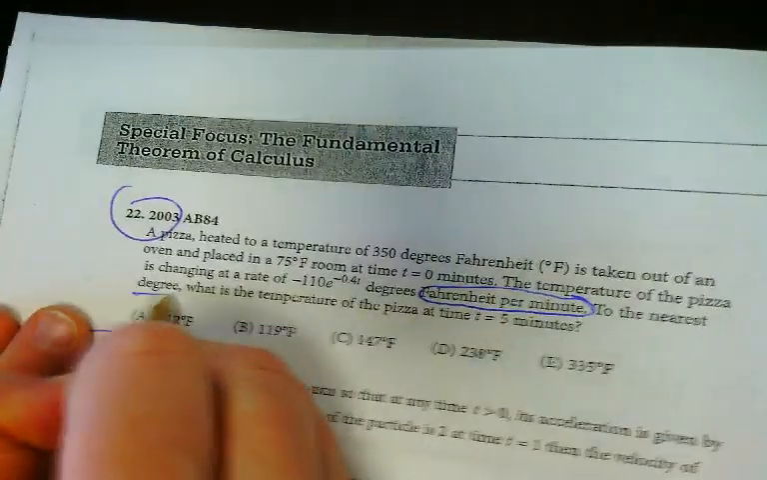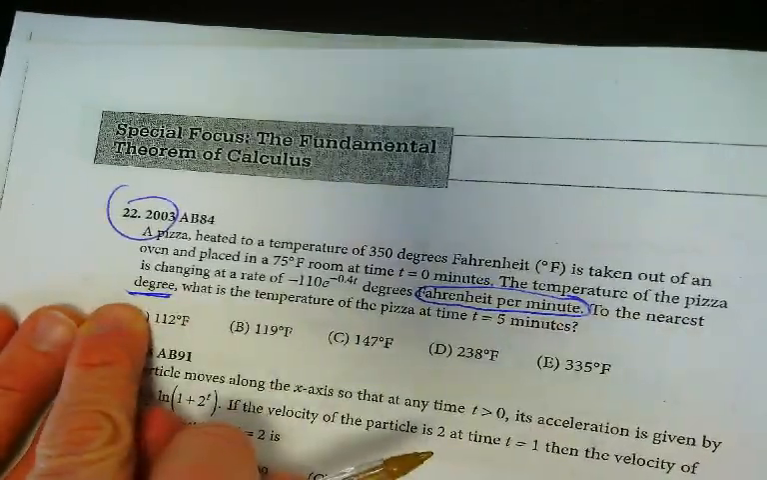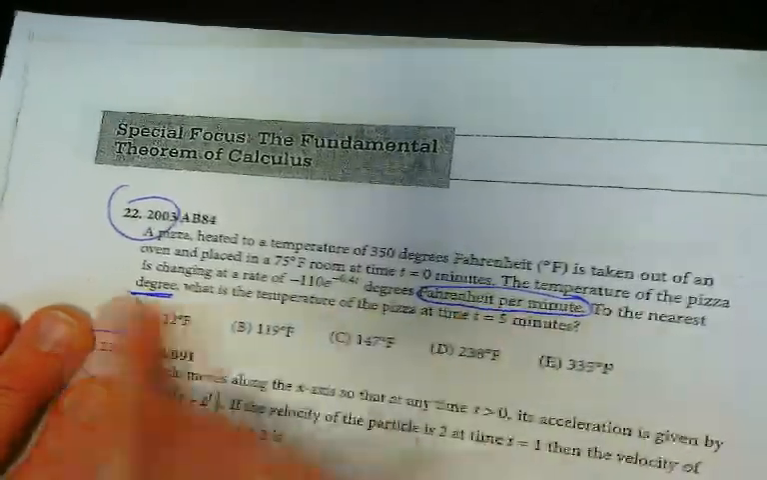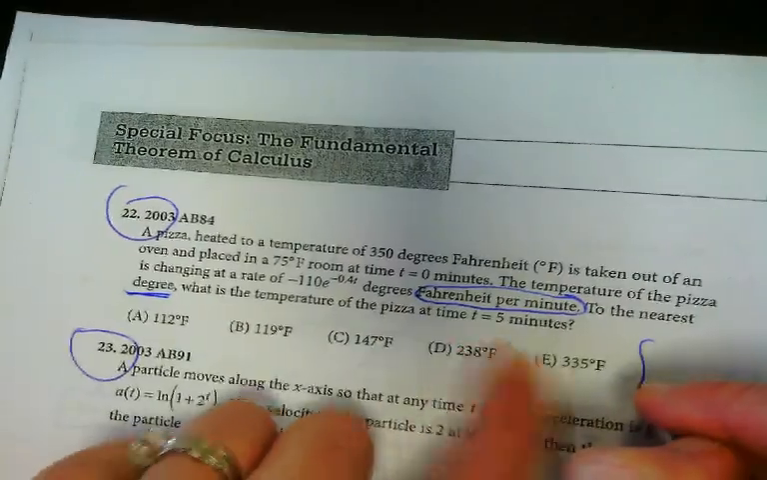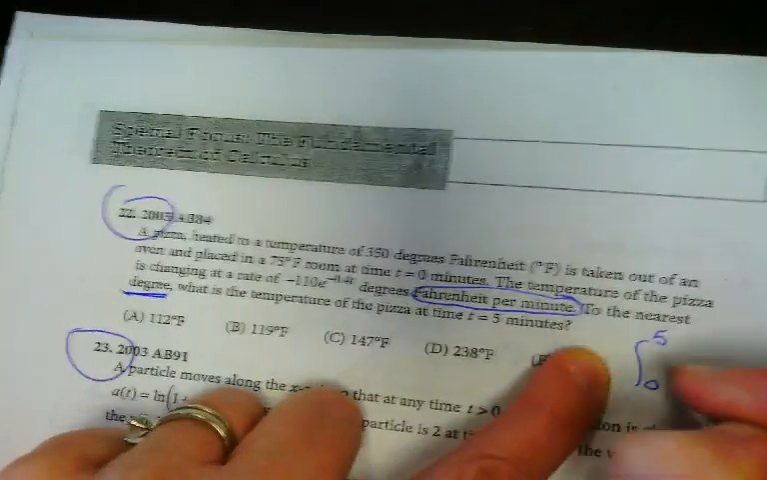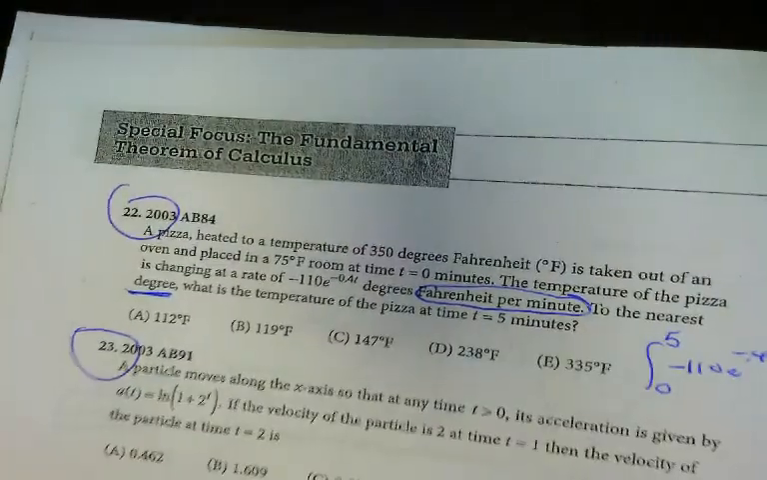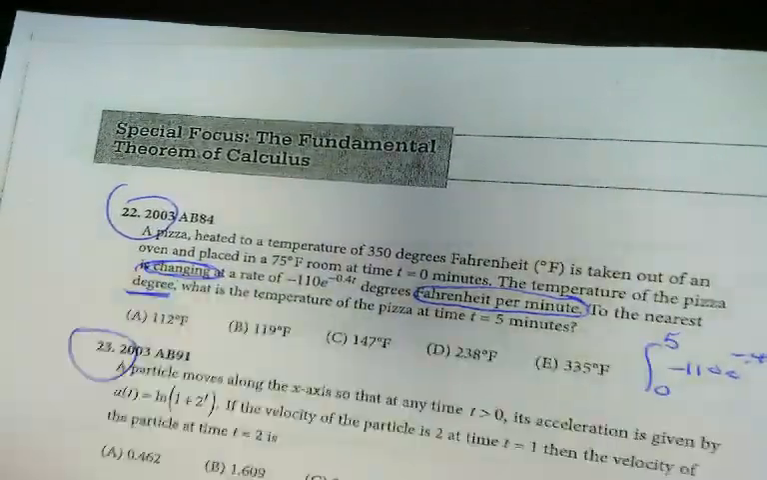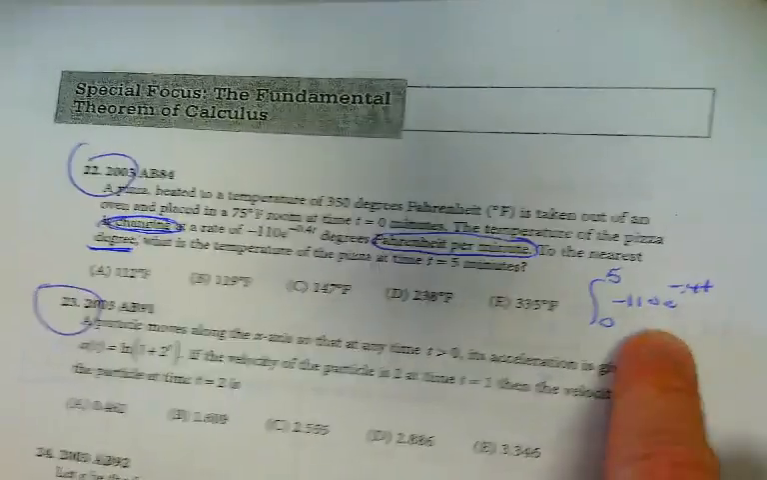To the nearest degree. How am I going to go from degrees Fahrenheit per minute to a degree? Integrate the temperature of the pizza. So I want to integrate because I want Fahrenheit. I want the temperature of the pizza. So I'm going to integrate from 0 to 5 of this negative 110 e to the negative 0.4 t. What I get will be the change in the temperature of the pizza. So go ahead and integrate that.